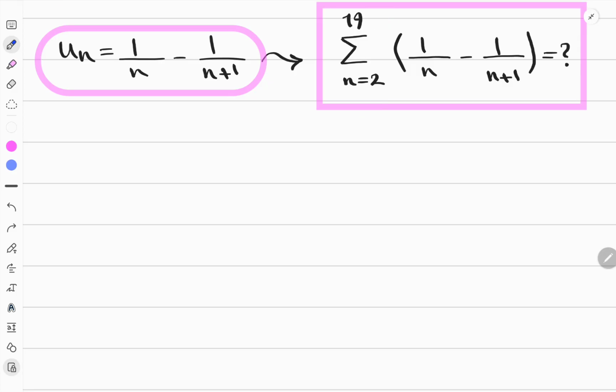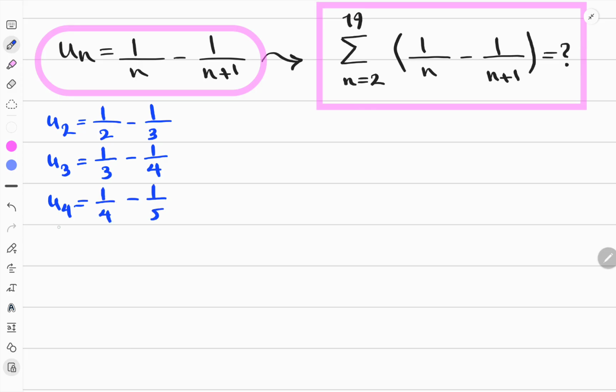First of all, I'm going to write the first few terms and find a pattern among the terms. U2 is 1 over 2, because we substitute 2 for n, minus 1 over 2 plus 1, which is 3. U3 is 1/3 minus 1 over 3 plus 1, that is 4. U4 is 1/4 minus 1/5, and if you continue this, U19 would be 1 over 19 minus 1 over 20.